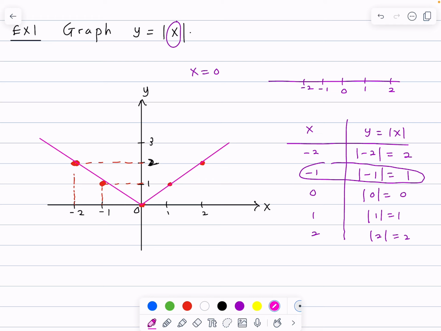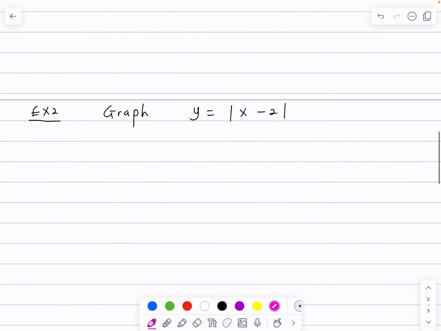And that's the graph of y is equal to absolute value of x. Usually the graph of an absolute value function is symmetric. So what do I mean by symmetric? They look alike on both sides. So let's look at this example.